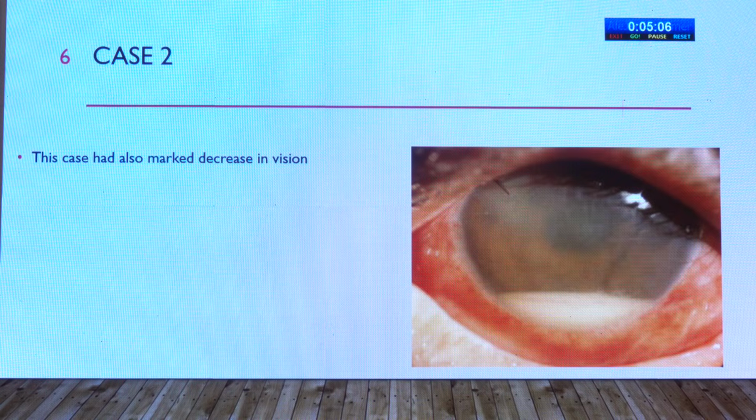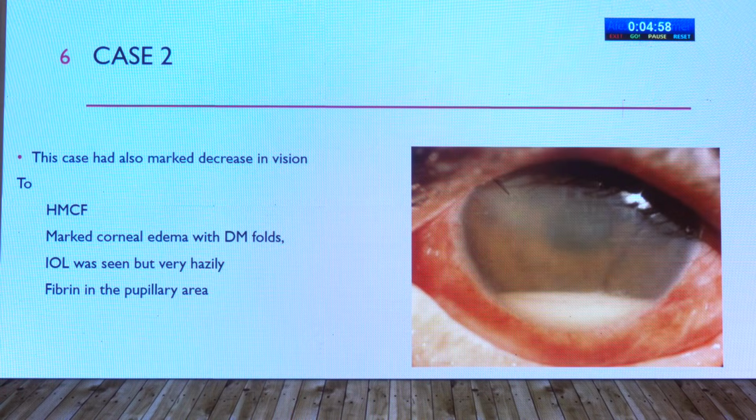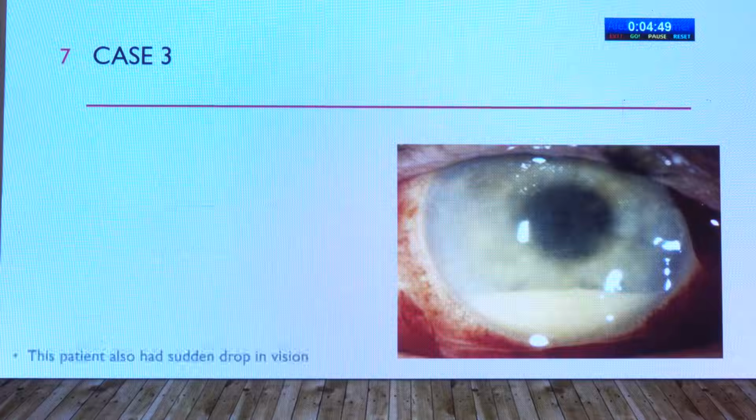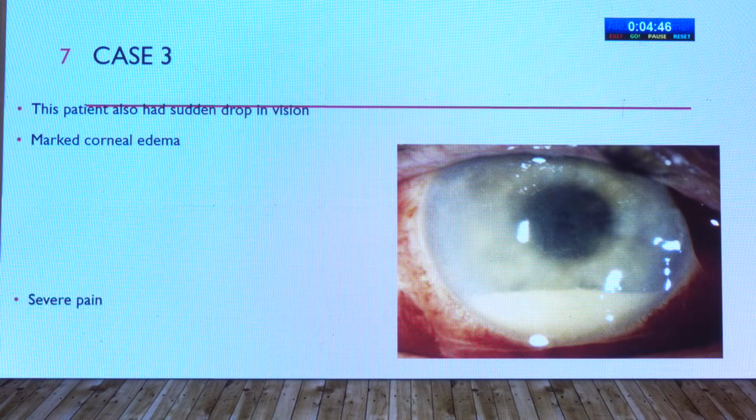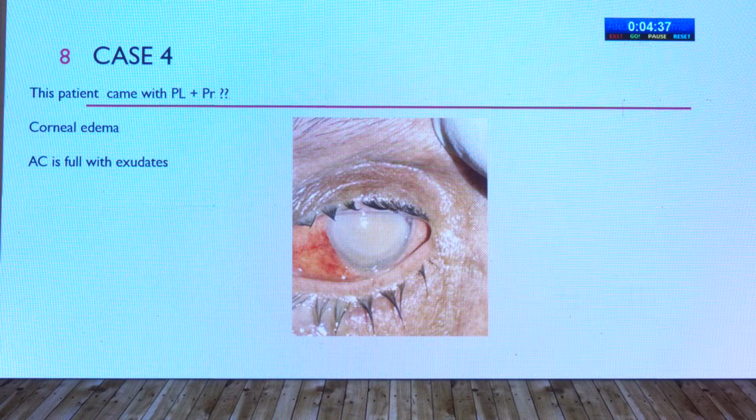Again, there is a marked decrease in vision to hand movements, marked corneal edema with DM folds, and also exudates and fibrin in the pupillary area. Even the glow was very hazy. Similarly, the third case also had the same symptoms: marked corneal edema, severe pain, vision of finger counting, fibrin on the lens, and exudates in the anterior chamber. In this case, even PL-PR was doubtful. The AC was full of exudates, and we thought about what to do next.